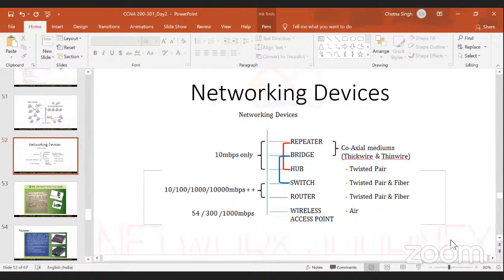Yeah, so I'll be discussing networking devices here. These are the different networking devices which we have: repeater, bridge, hub, switch, router, wireless access point, servers, controllers. There are many more. So as you asked whether I can use a switch in the star topology, yes, you use only a switch in the star topology these days.